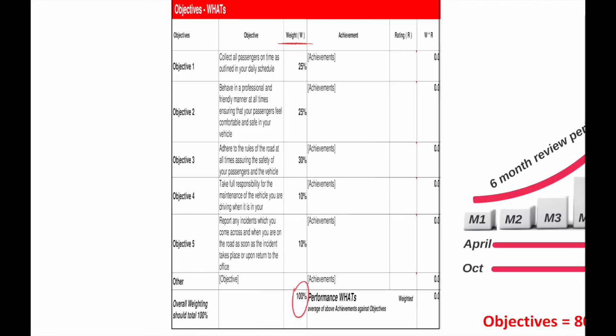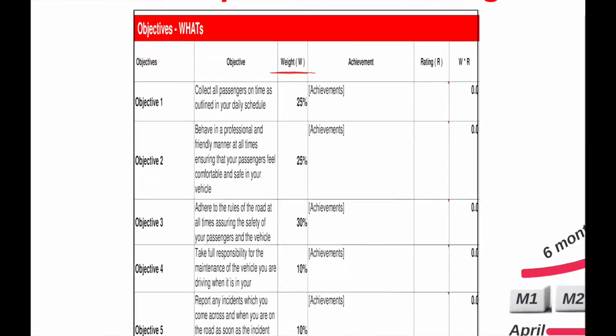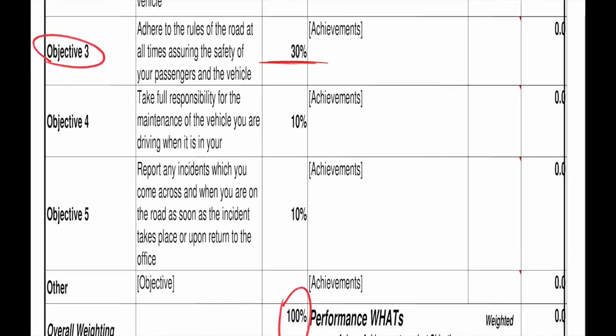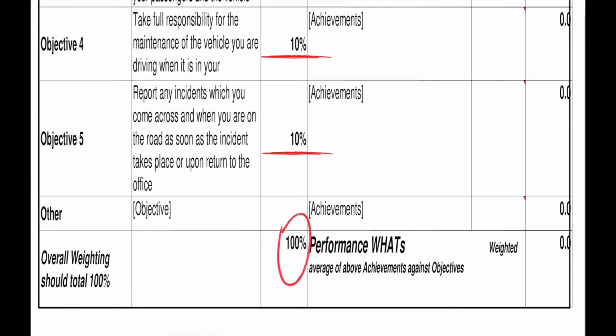In this example, the driver has been set 5 objectives. One of them, which refers to safety of passengers, has the highest weighting at 30%. 2 objectives have a weighting of 25%, and 2 objectives are at 10%. Although all 5 objectives are important, this enables the driver and the manager to prioritize the objectives.